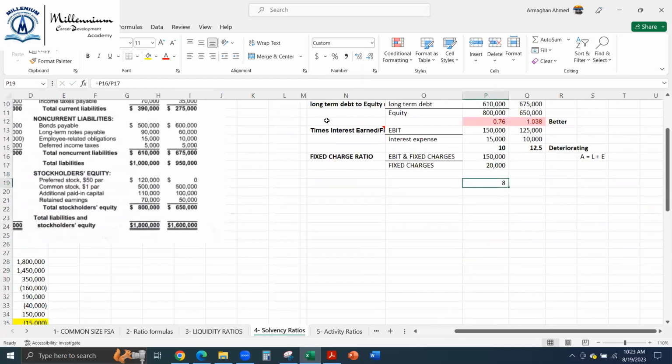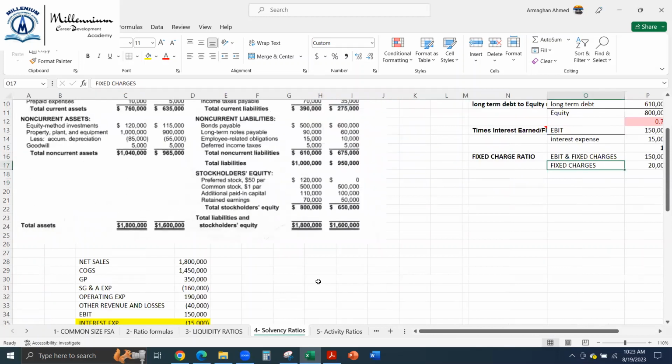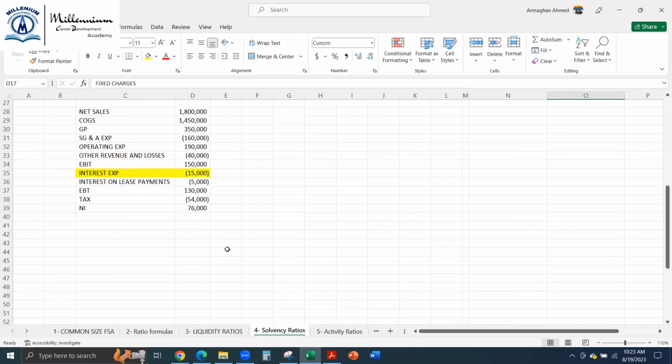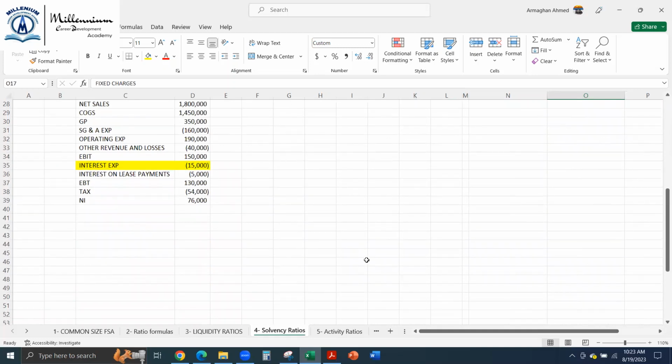Otherwise, the interest cover ratio was coming 10 and the fixed charge ratio was also coming 10, although a lease interest was also there, right? That's why I made some changes there. Okay, so this is the difference there.